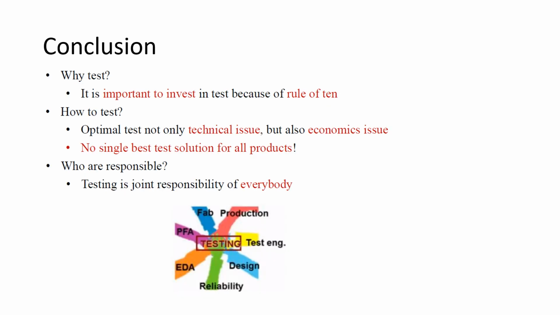Okay, what is the conclusion? Why is test required? Again, you read it yourself. The rule of 10, we revised it. We have to optimize everything.